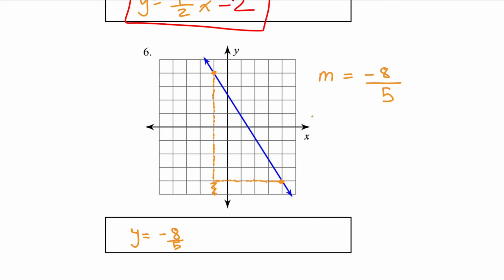And then we just have to find our b. Now you can notice that the b is not a whole number. It's not right on a point. It's going to be a fraction or a decimal. So to find b, we can do some algebra and find the exact value for b. And I can show you how.